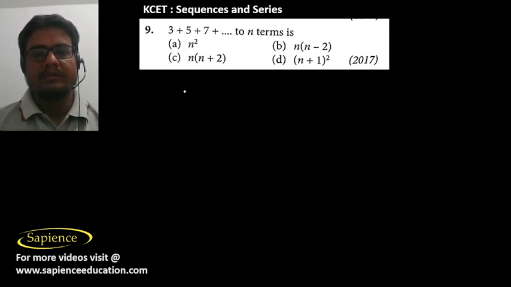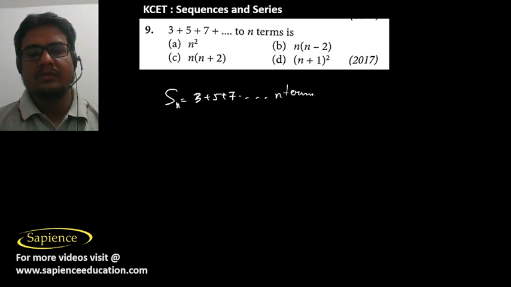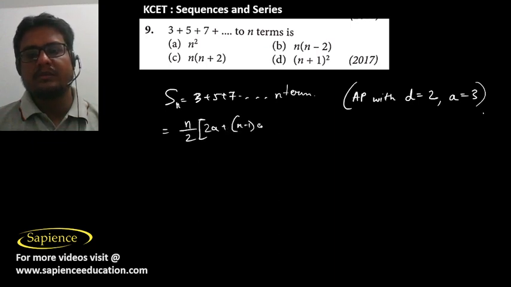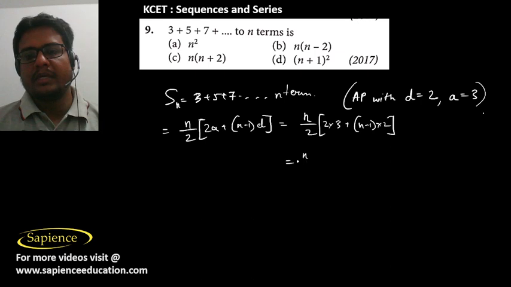We have to find the sum to n terms. So here Sn is 3 plus 5 plus 7 plus till n terms. So here obviously it is an AP, since the common difference is 2 and the first term is 3. Therefore Sn, sum of n terms, will be n by 2 into 2a plus n minus 1 into d. So that will be n by 2 into 2 into 3 plus n minus 1 into 2. So that will be n by 2 into 6 plus 2 into n minus 1.